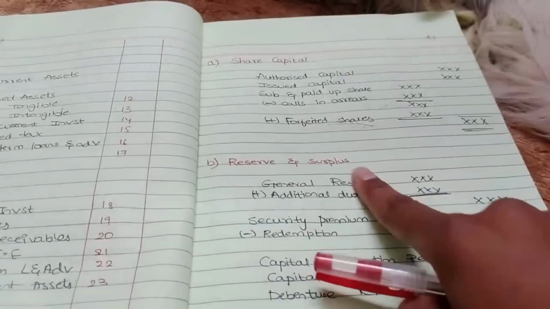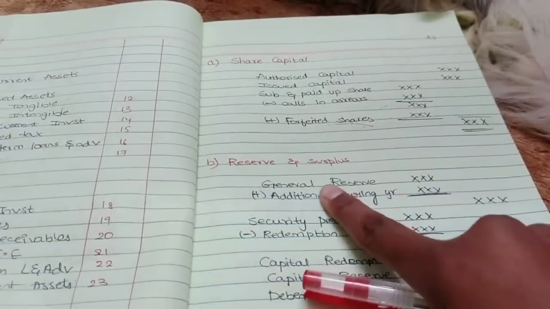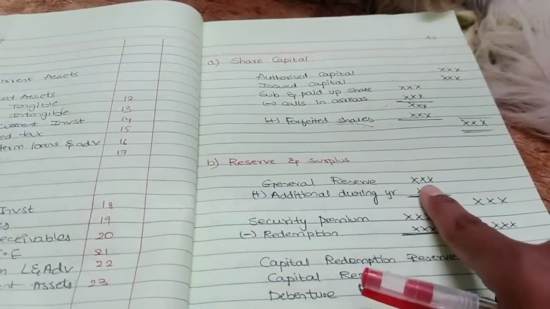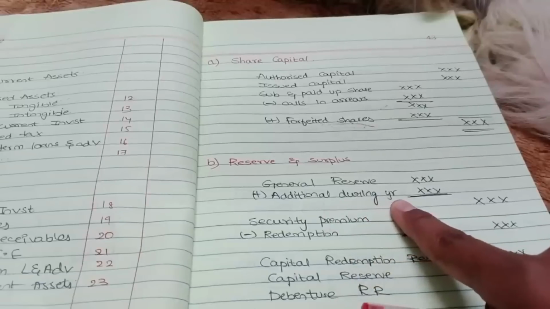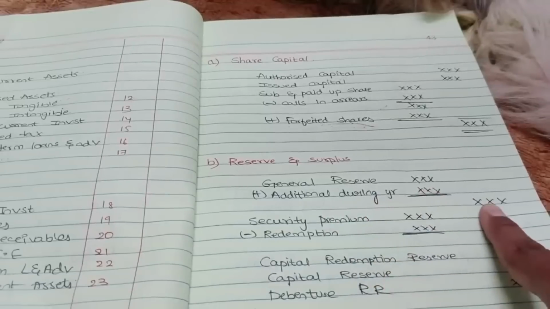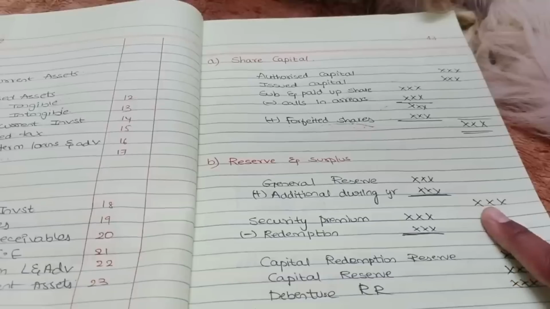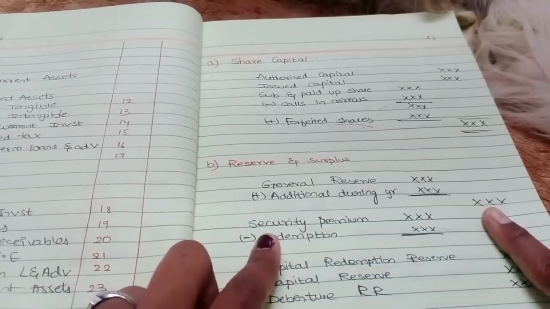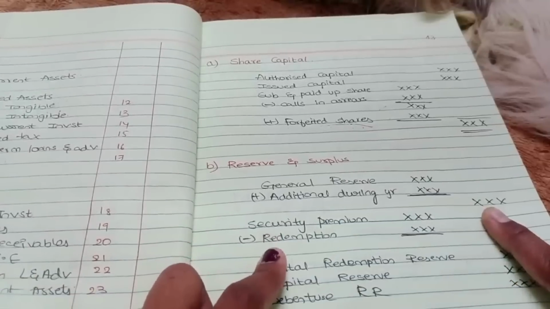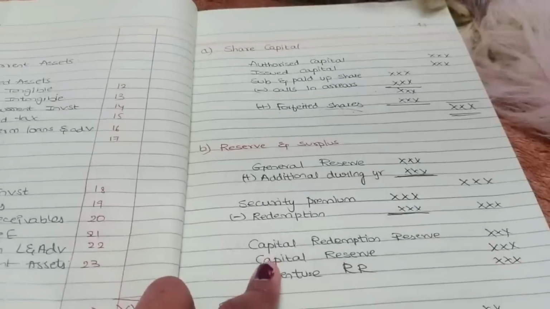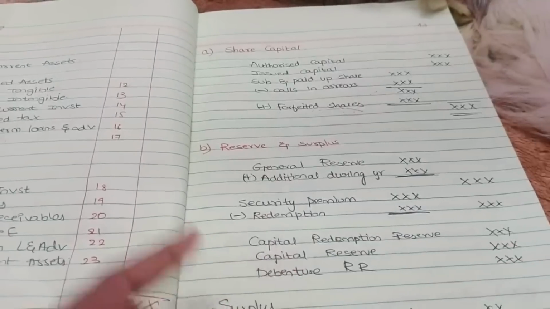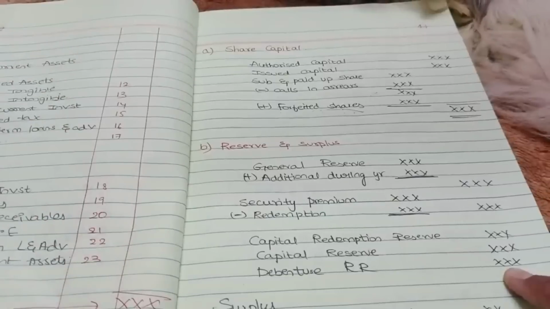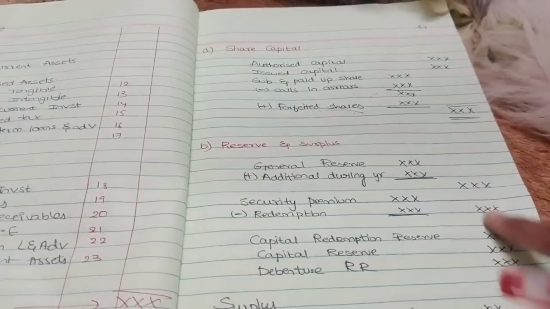And to find the reserves and surplus amount, in the question, if they have given any general reserve, we need to add it. If there is any additional general reserve, we should also add that, and we will get the total amount. After that, if they have any securities premium or redemption, we need to deduct it. After deducting it, any capital redemption reserve, capital reserve, whatever it may be, we need to add it. Okay, we will get reserves amount.